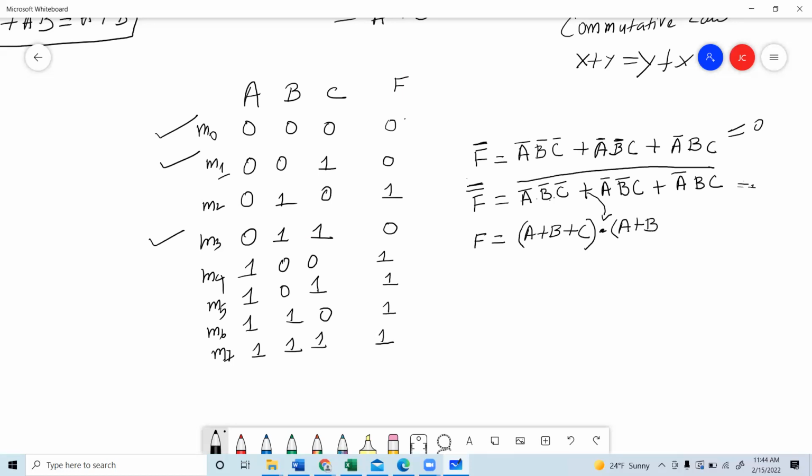And what will be the next expression here? Plus, can anyone tell? It should be C bar. Very good. So this should be C bar, right? And now A is here. See, all this plus is becoming a dot here. So the plus means it is an OR gate that becomes an AND gate. And here A bar, this thing, is going to become A and plus B.